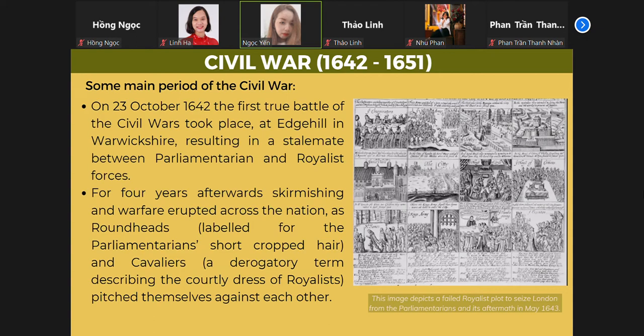And for 4 years afterwards, the skirmishing and the warfare continued to erupt across the nation. And the two forces again pitched themselves against each other during the civil wars. So the image that you see on the screen depicts a failed royalist plot to seize London from the parliamentarians and its aftermath in May 1643.